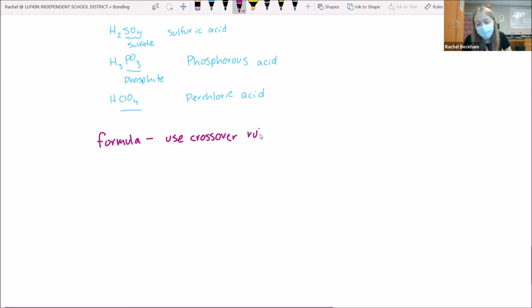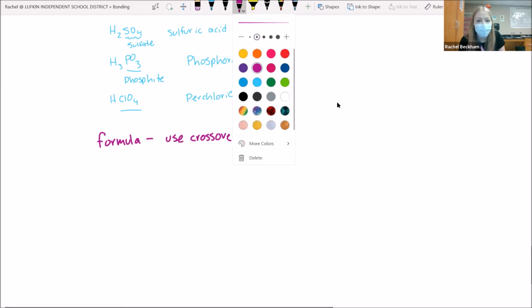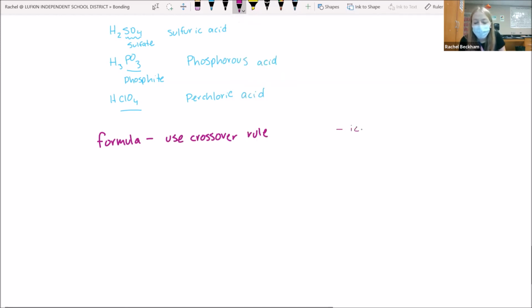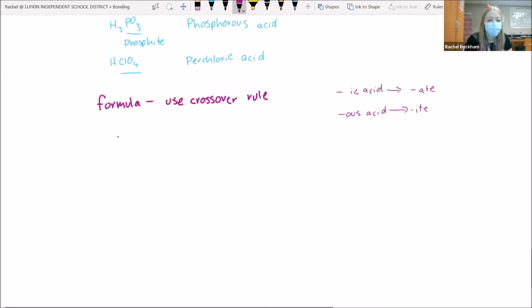Use the crossover rule, and then you work backwards, right? So if it ended in -ic acid, it came from an -ate, right? And if it ends in -ous acid, it came from -ite, right? So let me give some examples here and see if you guys can try.